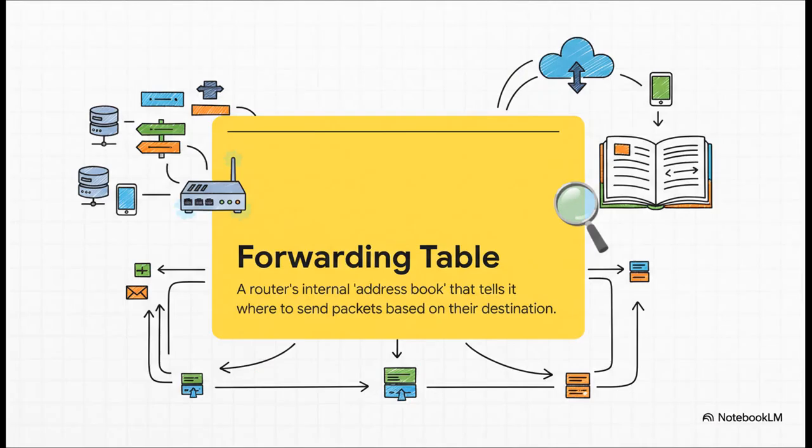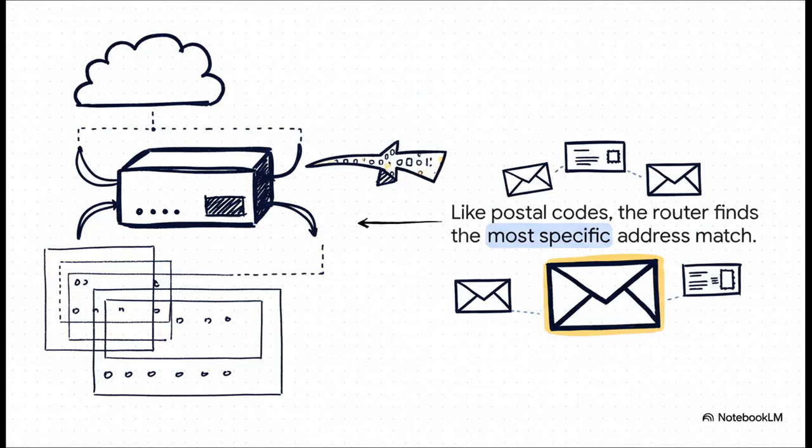Well, the good news is it doesn't have to. It uses this really clever shortcut called a forwarding table. The best way to think about this is like a compact, super high-tech set of road signs that lives inside the router. It's the router's own internal address book for directing all the traffic. And here's the really clever part. This table doesn't list every single house number on the internet. No way. Instead, it lists address prefixes, which work almost exactly like postal codes.